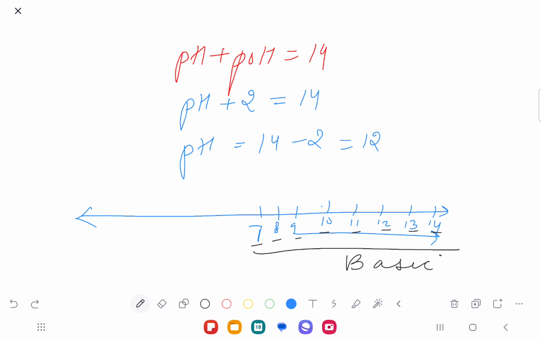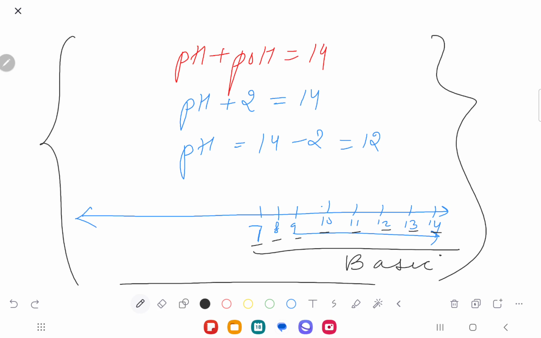All right. Yes. Got it. So this is the concept. Understood or not? Yes. Similarly, let's do another question.